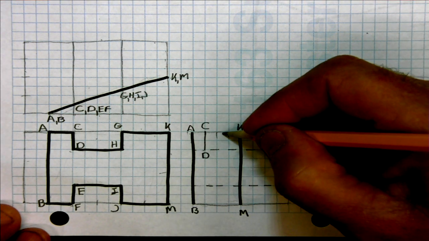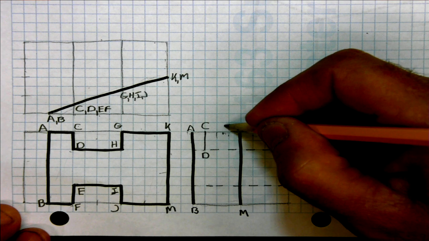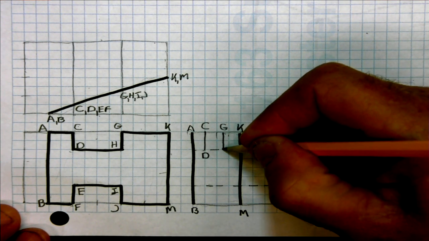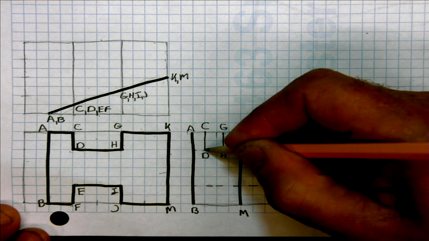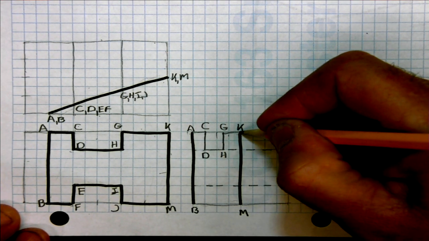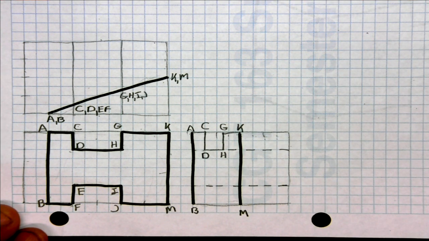1, 2, 3, 4, 5. About right in here. Okay, that's G. What's directly below G is H. H connects back to D. There's that plane right there. Let's go to the bottom. Do the same thing over again.